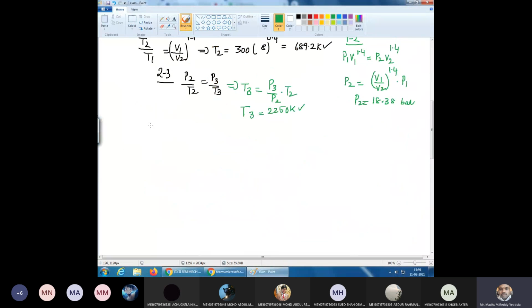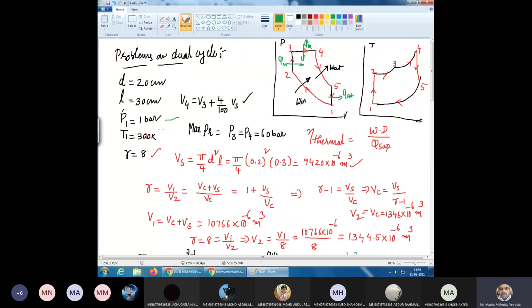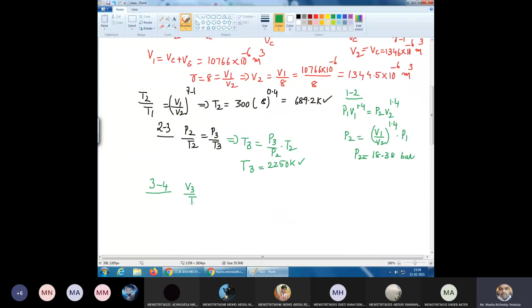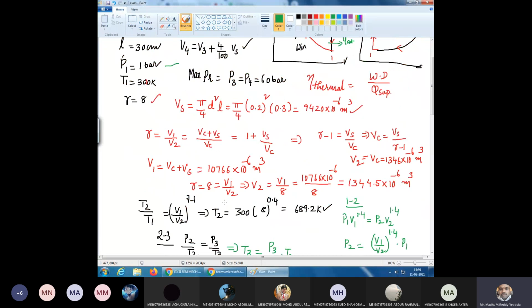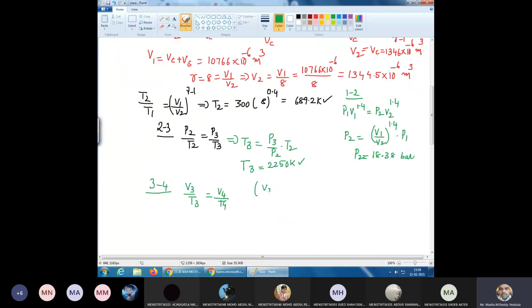For that you should consider the process 3 to 4. If you consider process 3 to 4, it is taking place at constant pressure. For constant pressure, I can write V3 by T3 is equals to V4 by T4. Right? Do you know V3 value? V3 we don't know. But if you see 2 to 3 constant volume, V3 is equals to V2, because 2 to 3 is constant volume, so this value is known.